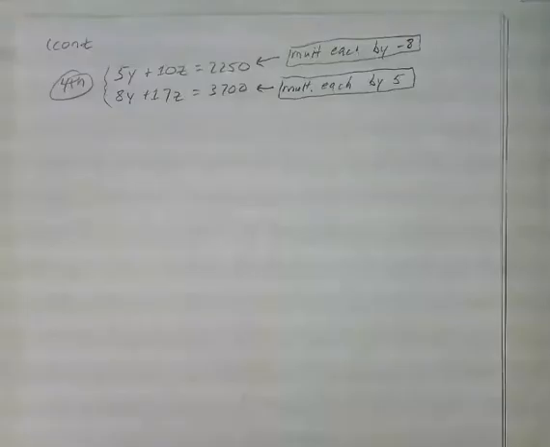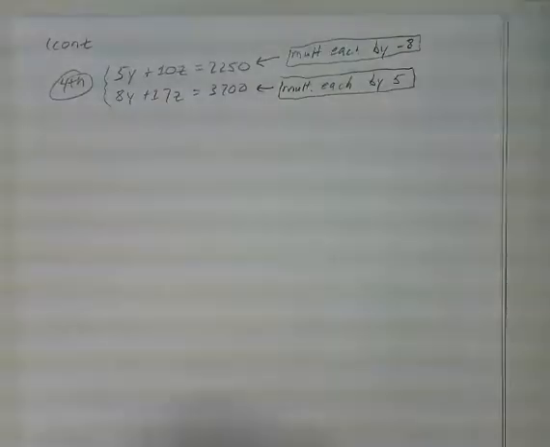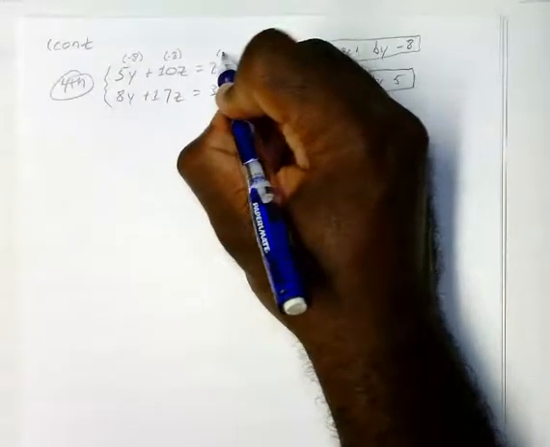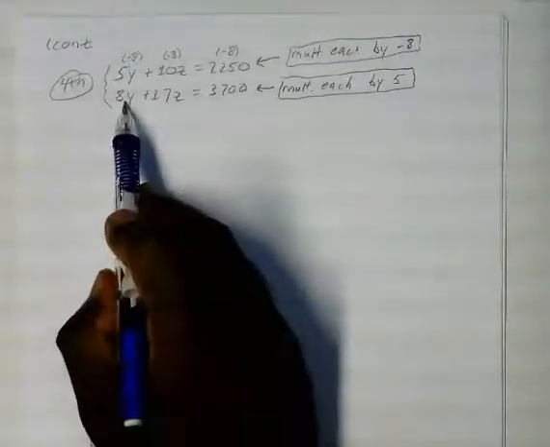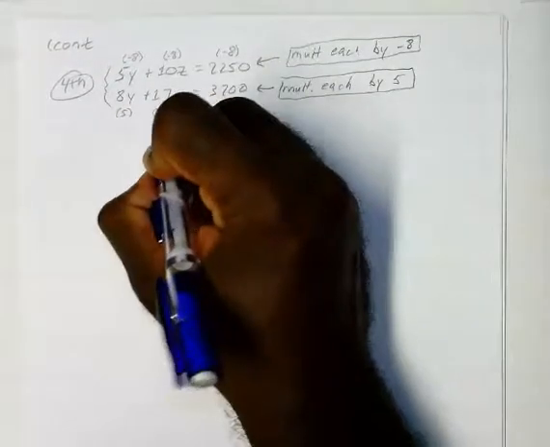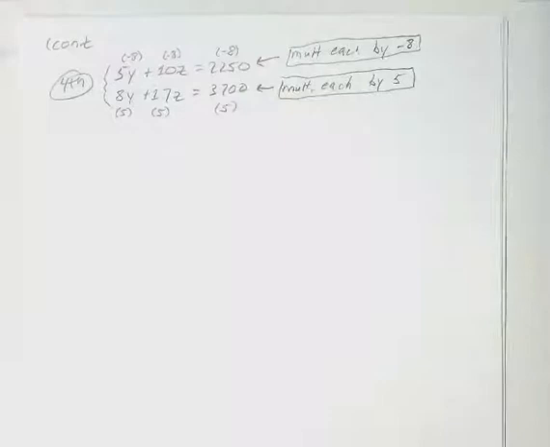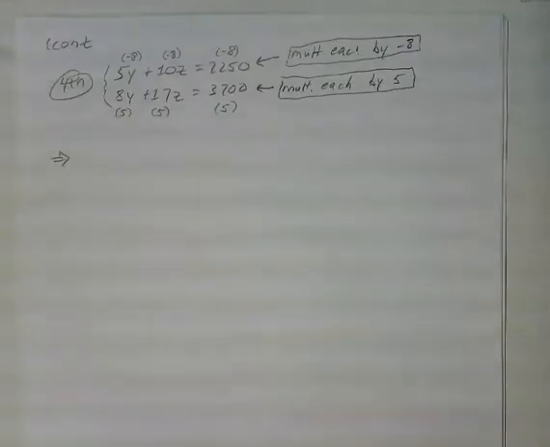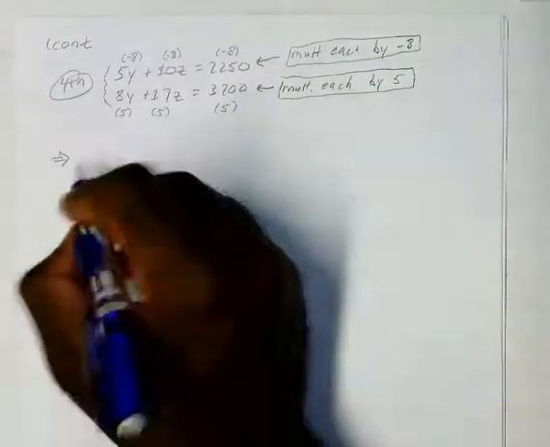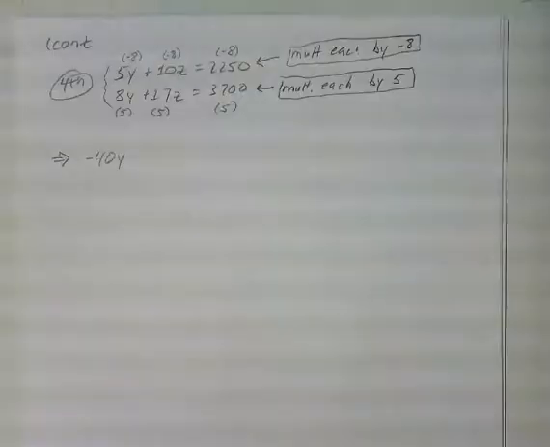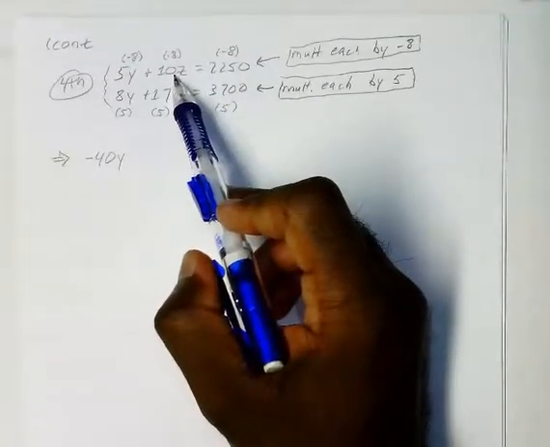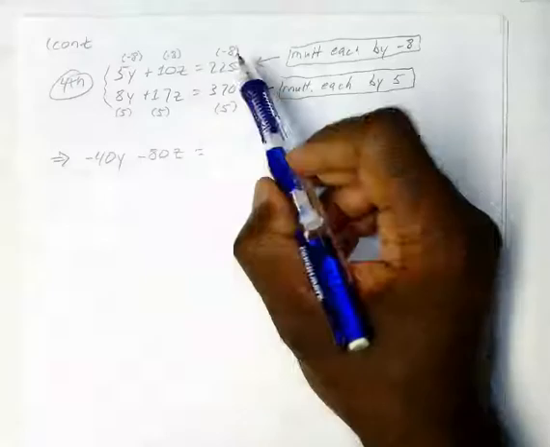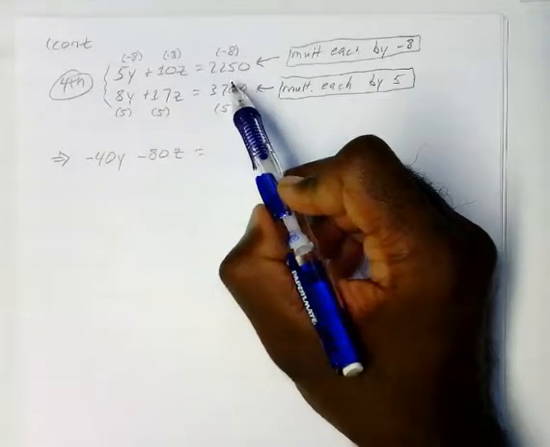And I'm just going to draw that there. So if we multiply each term here by -8, we have -8 here, and I'll just put a -8 there, and a -8 there, and each term here by 5. So we'll go ahead and put a 5 there, 5 there, and a 5 there. And we go ahead and rewrite it. So -8 times 5 is -40. So you have -40y. -8 times 10 is -80z equals -8 times 2,250, which is -18,000.